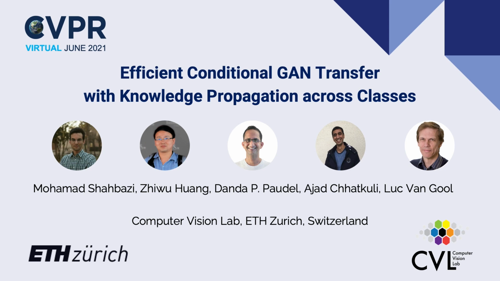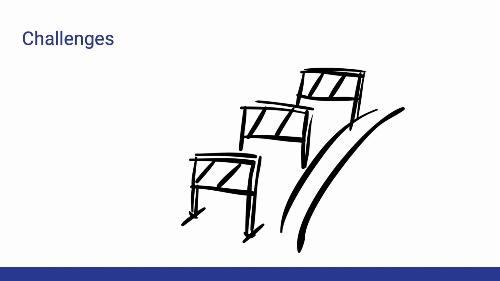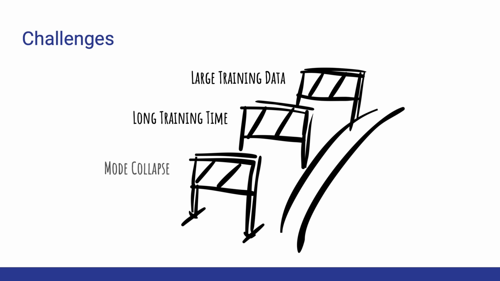Hello everyone, I'm Mohammad Shahbazi, and I'm going to talk about our work, Efficient Conditional GAN Transfer with Knowledge Propagation across classes. Conditional GANs like BigGAN have shown impressive results in realistic image generation from multi-class datasets like ImageNet. However, they have been struggling with challenges such as requiring lots of training data, long training time, and mode collapse.